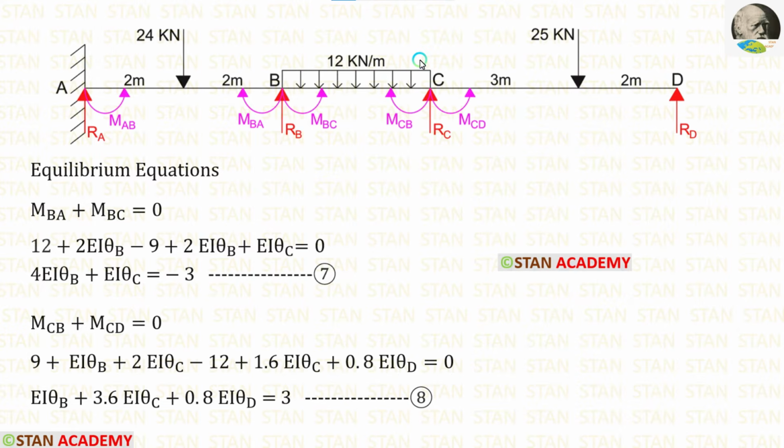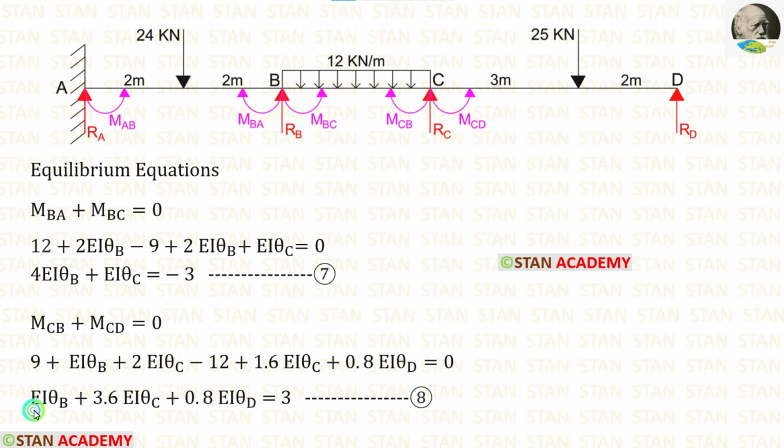The third equilibrium equation can be made in the joint C. In the joint C, MCB plus MCD is equal to 0. We have already formed the slope deflection equations for MCB and MCD. Let us apply them. 9 minus 12, we will get minus 3. Let us take it on the right side. It will come as positive. When we add these two values, we will get 3.6 EI theta C.